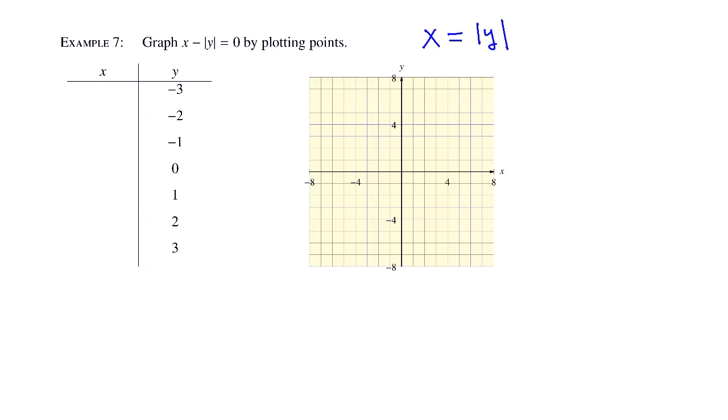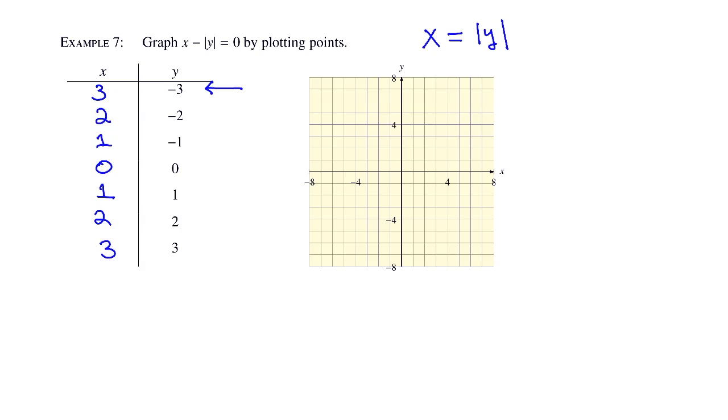So when y is equal to -3, the absolute value of -3 is +3. So we get the point 3, -3. And we'll do the same thing with the other y values. The absolute value of -2 is +2. The absolute value of -1 is +1. The absolute value of 0 is 0. The absolute value of 1 is 1. The absolute value of 2 is 2. And the absolute value of 3 is 3.